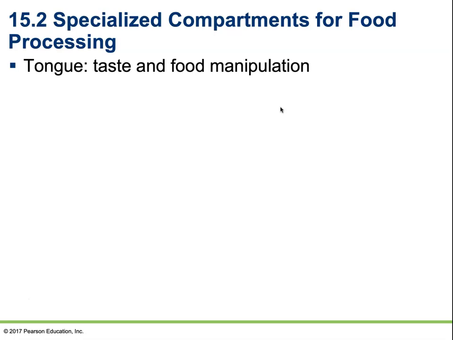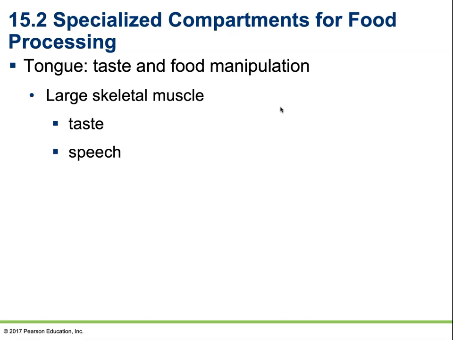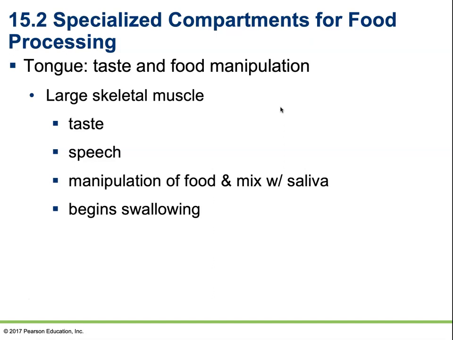So the tongue does actually play an important role in digestion in that it tells us about the quality of the food. But it also plays a very important role in food manipulation. The tongue is a very large skeletal muscle. It's responsible for taste, speech, manipulation of the food mixed with saliva, and it helps with aiding in the beginning of swallowing. In fact, the movement from the tongue helps form the food into a bolus. It's a soft mass of food suitable for swallowing.